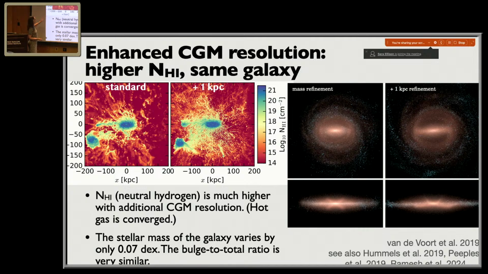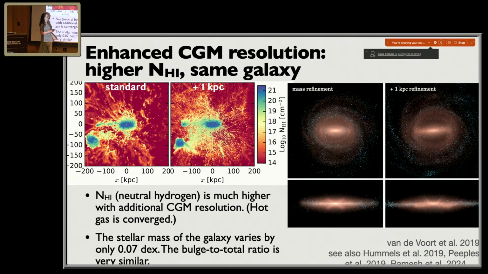This is something from my work, which is increasing the resolution locally by a factor of 100 in the CGM. I just wanted to make the point that it can look very different. If you were to observe this halo in HI, you would find a lot more cool gas in this halo versus that one.